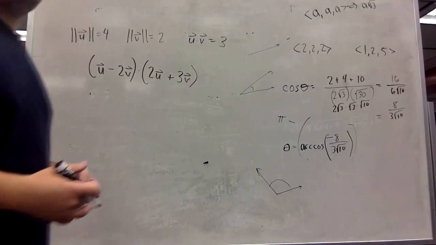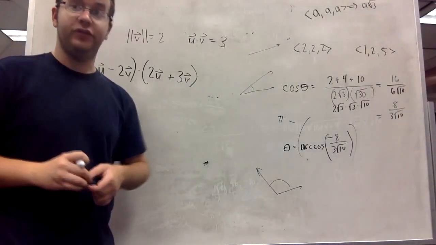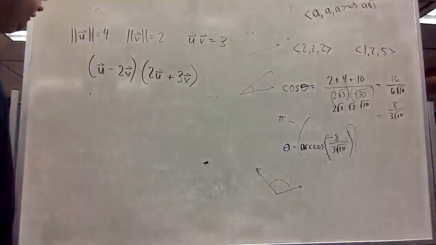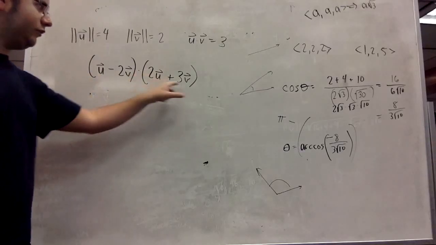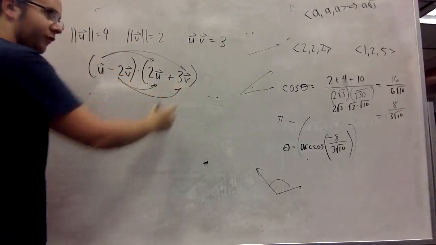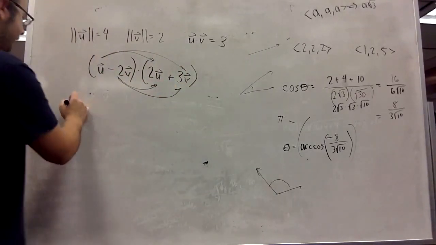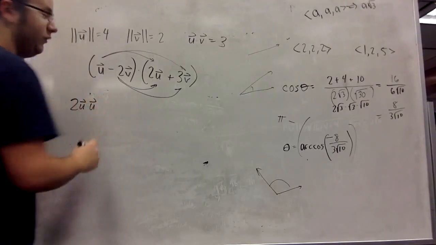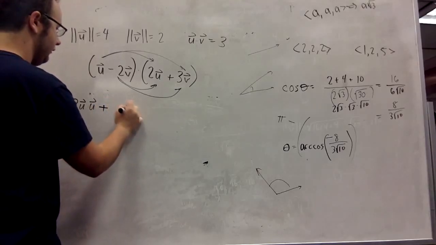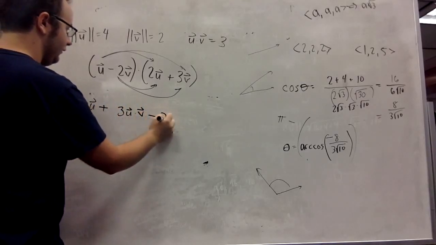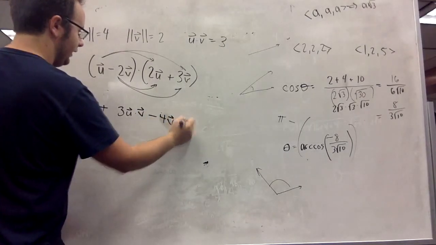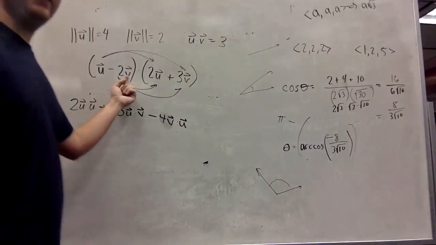The dot product preserves the usual property of distribution that regular multiplication does. So when I do u minus 2v dotted with 2u plus 3v, just use the regular distributive property, like FOIL. Remember it's FOIL, right? Back in Algebra 1. So if we were to FOIL this out, you'd get 2u dot u. I wouldn't say 2u squared, I'd say u dot u, plus 3u dot v, minus 4v dot u.